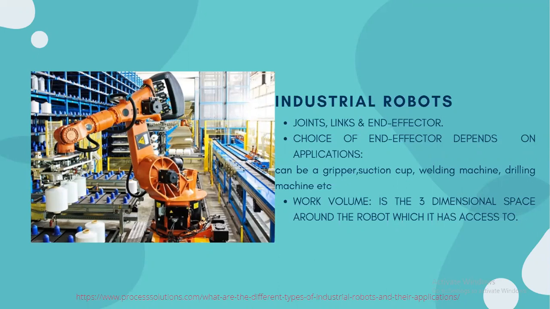Another parameter I think I should discuss is the three-dimensional work volume. The work volume is the three-dimensional space around the robot which the robot can access. That is, the three-dimensional workspace that the end effector or tool end can reach around it is called the work volume. Right?